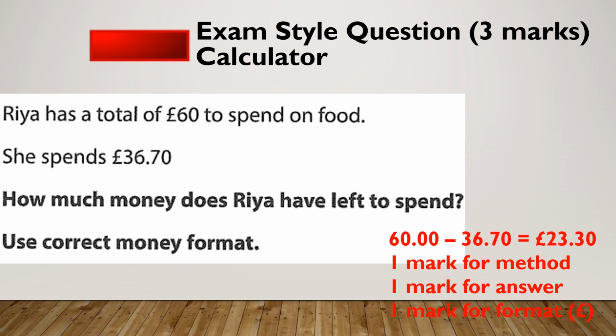You were getting 1 mark for your method, so for knowing it was a takeaway, 1 mark for your answer and 1 mark for your format. So you needed your pound and your zero for that. I see a lot of people for questions like this, because their calculator shows 23.3, would write that as their final answer. You would only get 2 marks for that. Don't forget your zero.